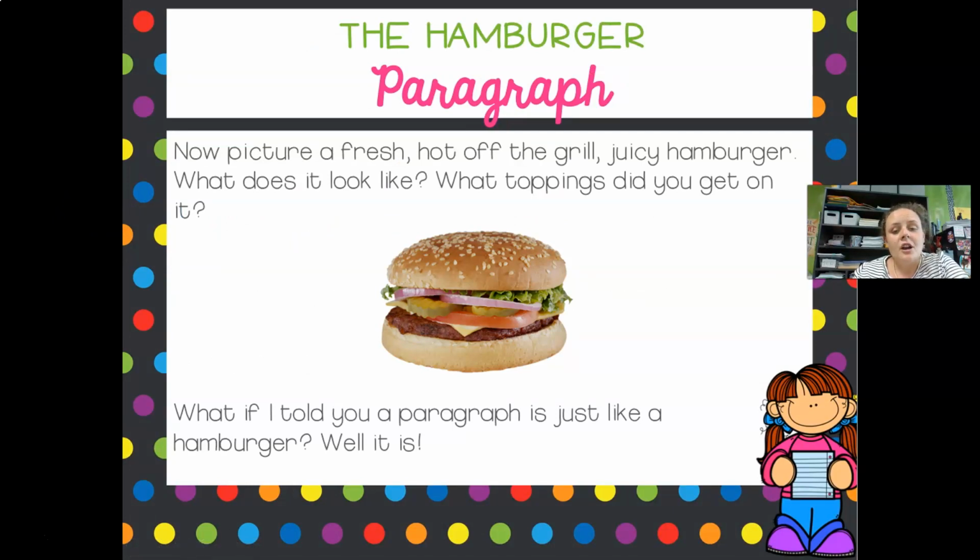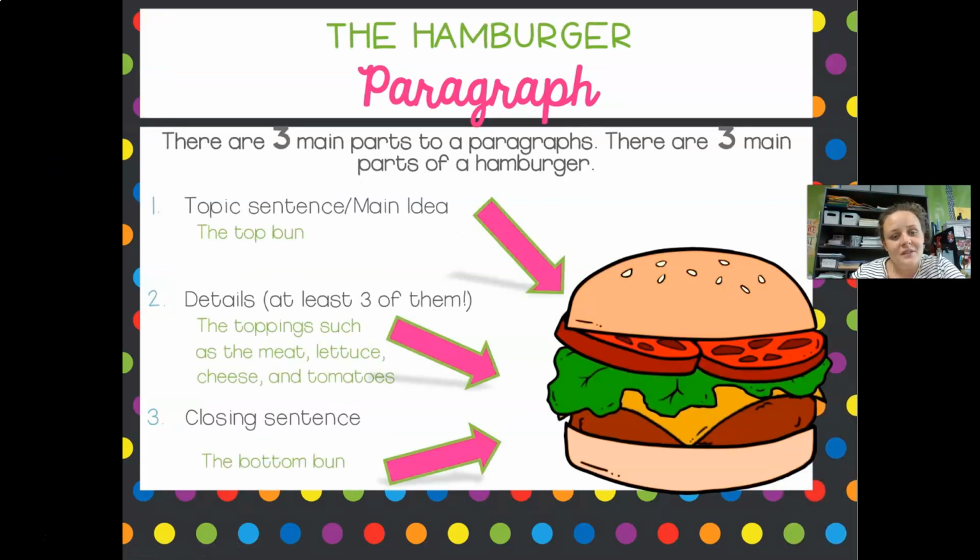Now picture a fresh, hot off the grill, juicy hamburger. What does it look like? What toppings did you get in it? So we had a bun, we got some lettuce, some pickle, onion, tomato. A paragraph is just like a hamburger. Have you heard that before? Well, it is. At least the organization of it is.